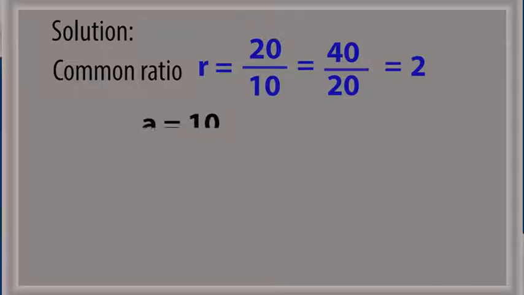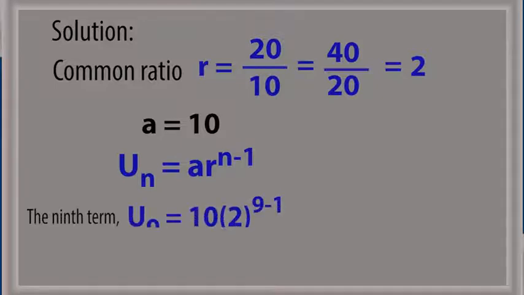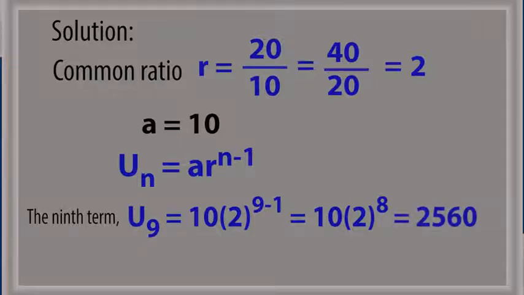The first term, or the first number, is 10. So using our formula Un is equal to ar to the power n minus 1, the ninth term of this sequence will be U9 is equal to 10 times 2 raised to the power 9 minus 1. And this will give us 10 times 2 raised to the power 8, which is equal to 2,560. Good.